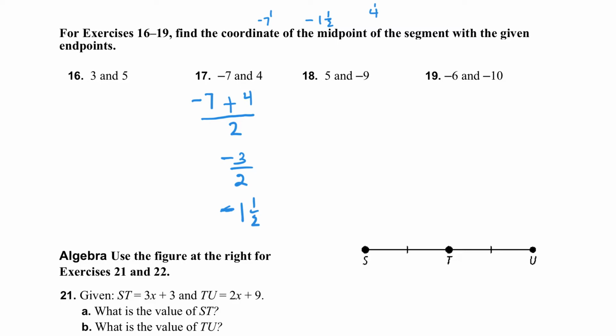Number 19, we're going to go through the same process to find the midpoint. You're going to have -6 plus -10, and then you divide by 2. We want to find the location that is in between those two. So -6 plus -10 is -16, divided by 2. -16 divided by 2 is -8.